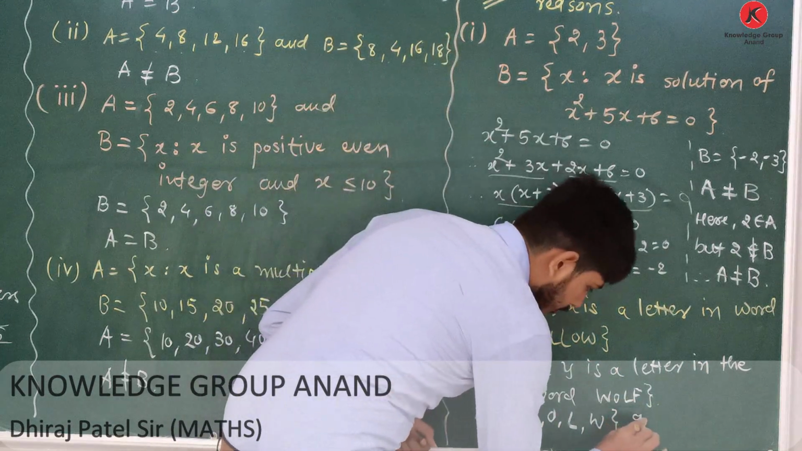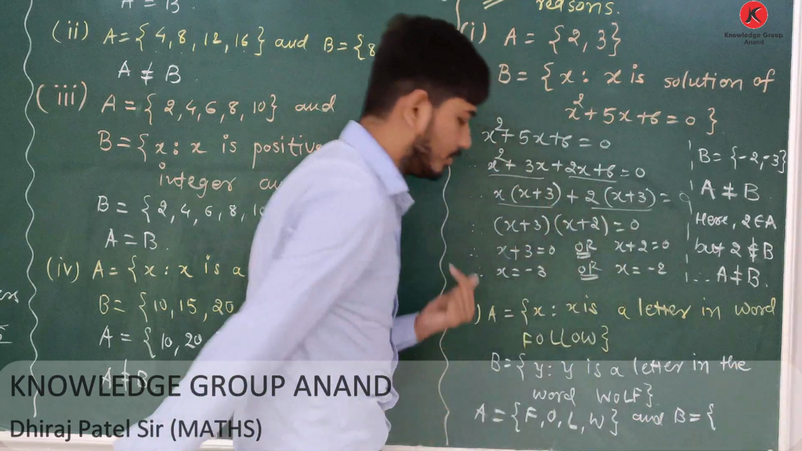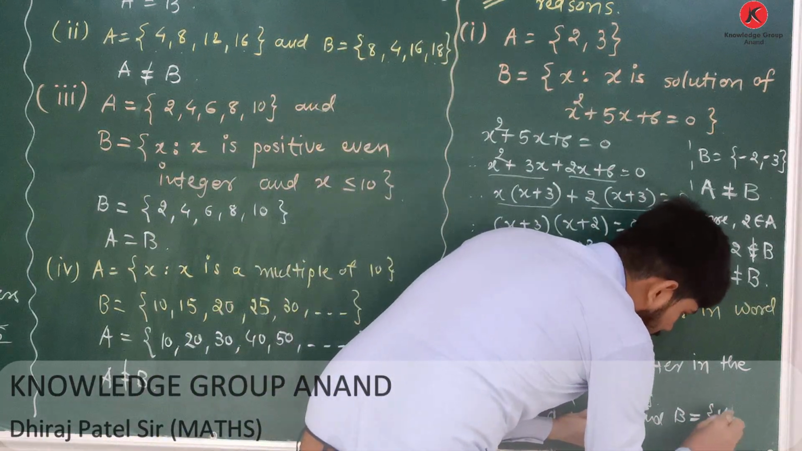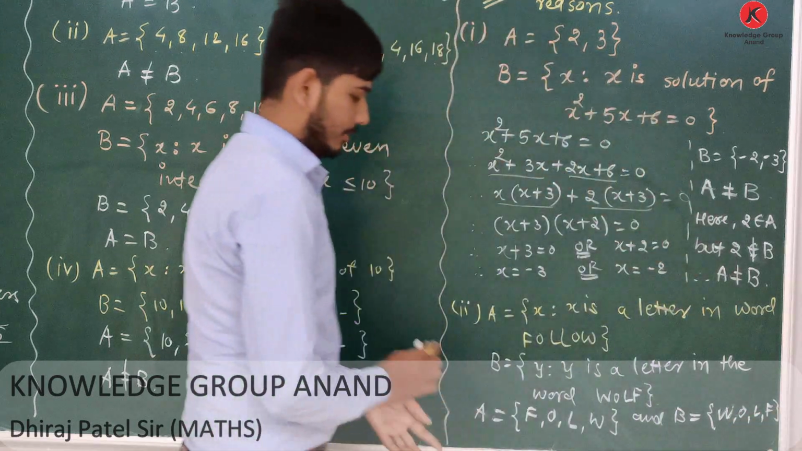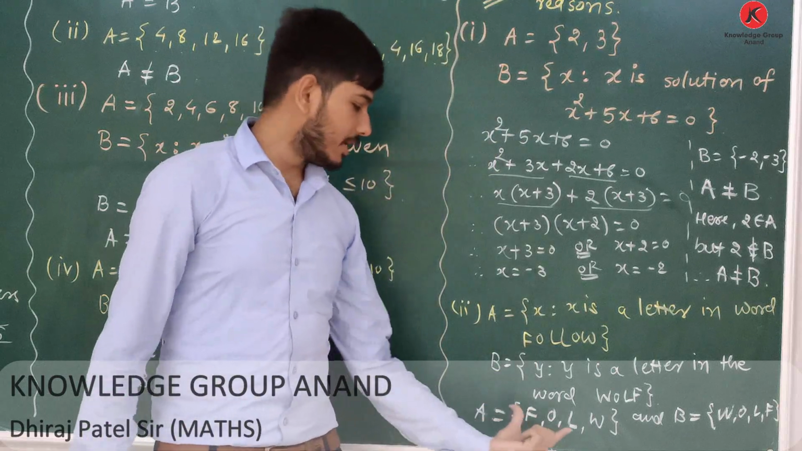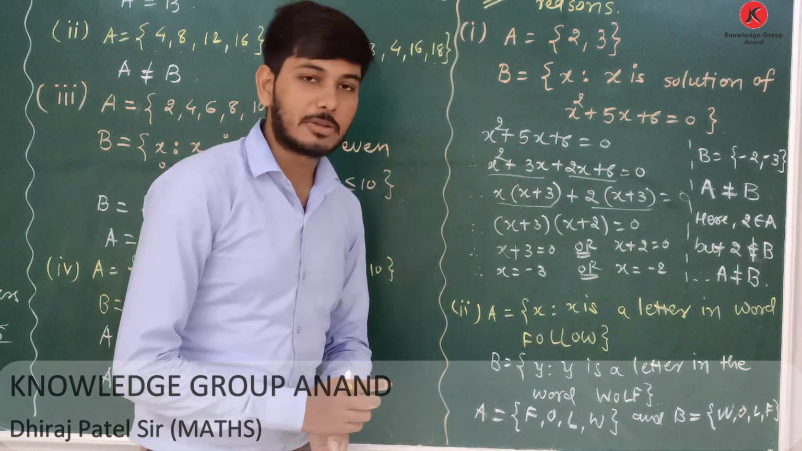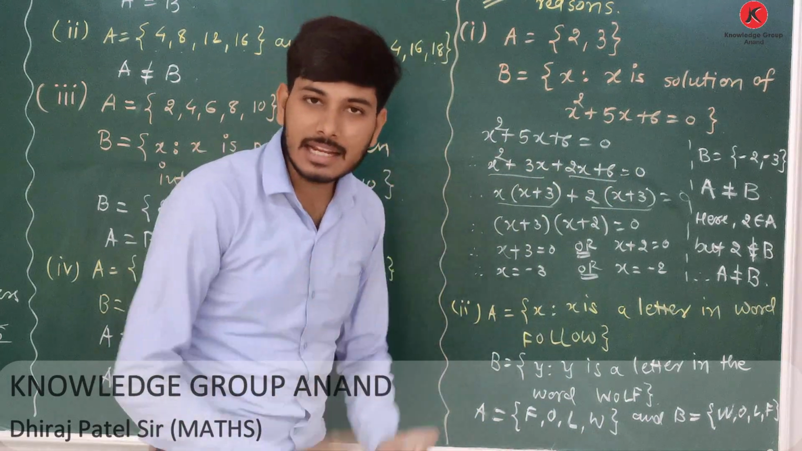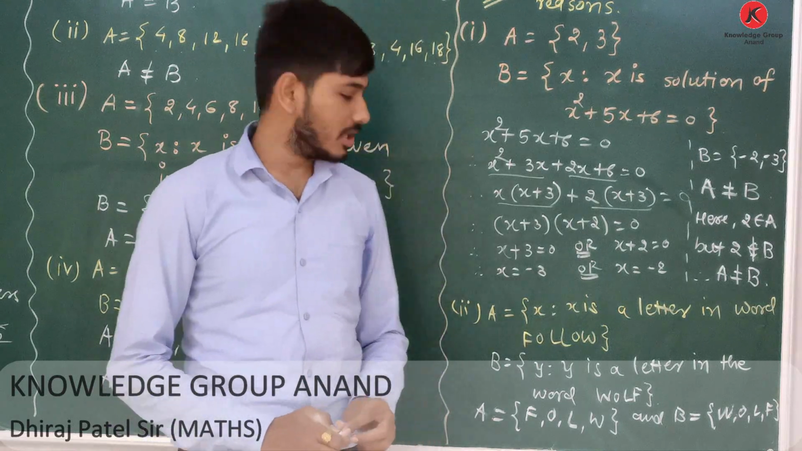So therefore, we can write set B equals W, O, L and F. There are 4 elements. Now, see here, all the elements of set A and elements of set B are exactly the same, therefore we can say that A equals B.